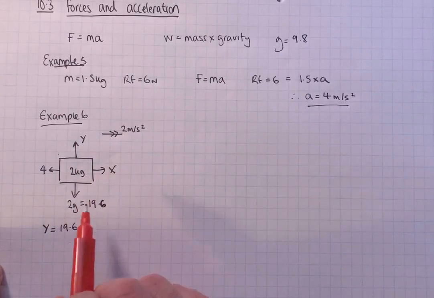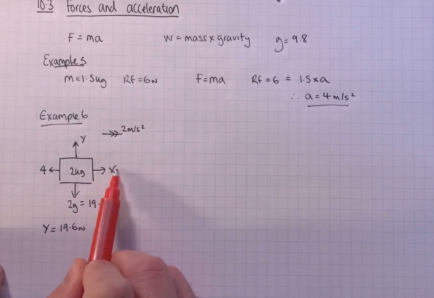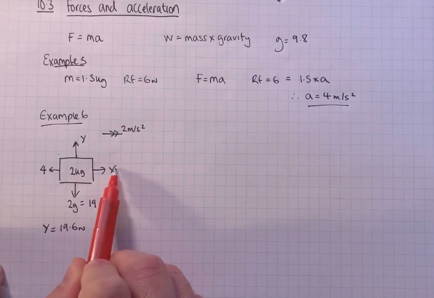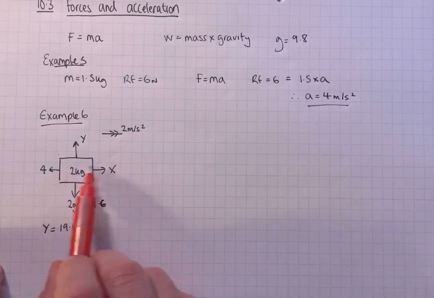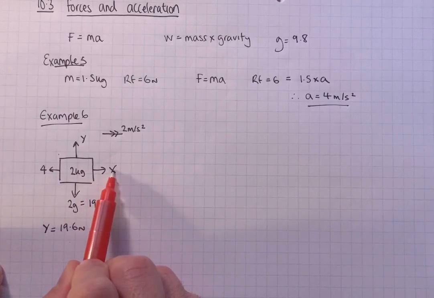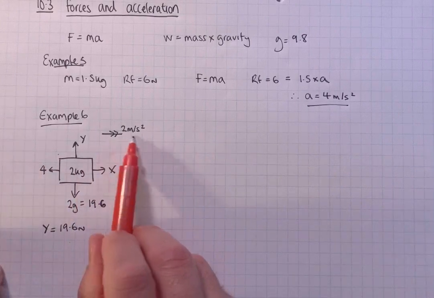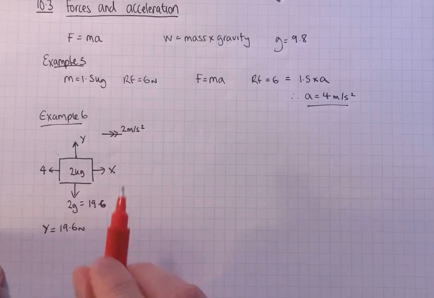It's accelerating to the right, which means there must be a resultant force to the right, which means X must be bigger than 4. If X were to be equal to 4, it would be at rest, we know, or move at constant speed. If X were to be less than 4, we would accelerate to the left. So because we know it accelerates to the right, we know X must be bigger than 4.